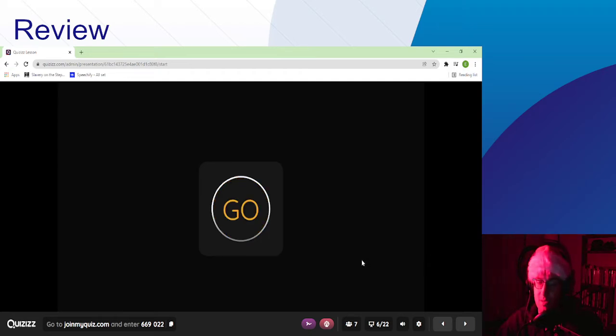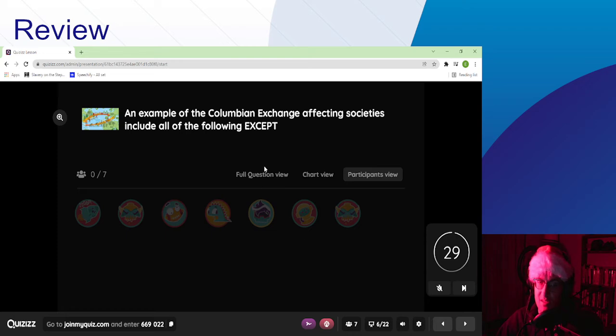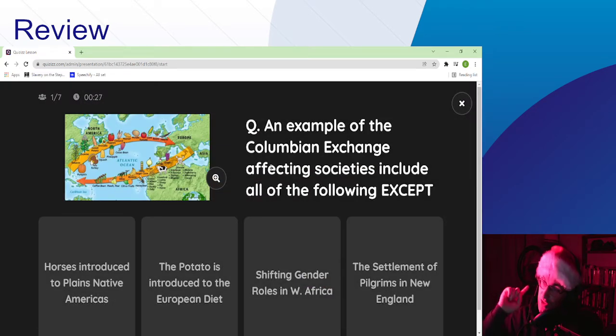All righty. What's next? An example of how the Columbian Exchange affects societies, and boy oh boy, we also better get this one right, I sincerely hope, is an example of all the following except. We're doing an except question again. Which one of these is not the case? Changing of society. All these are examples except what?